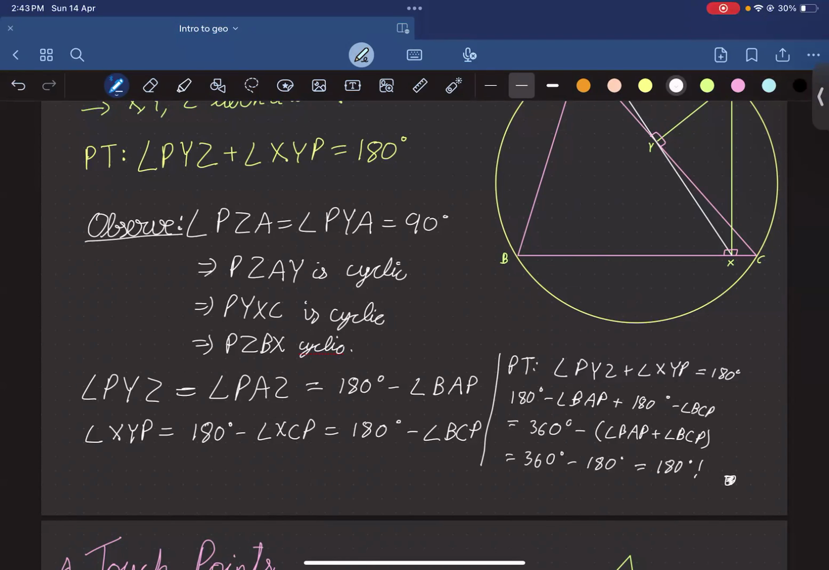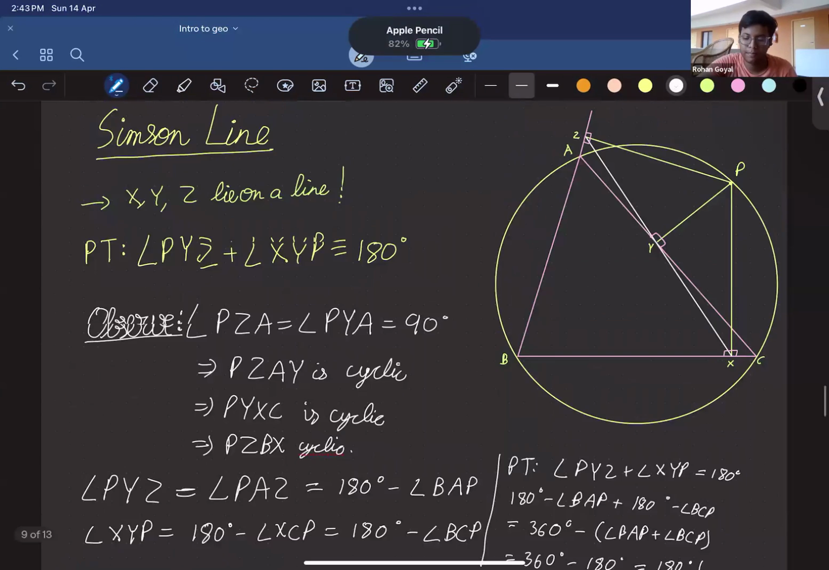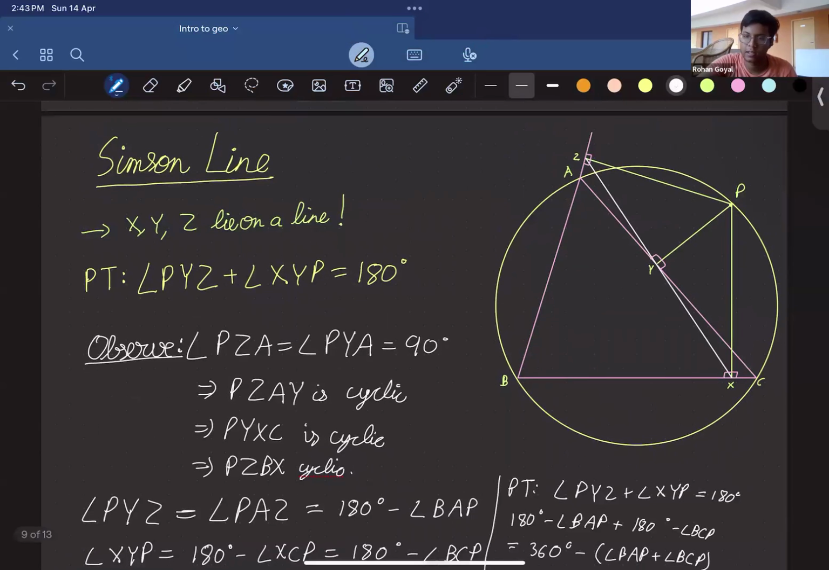Yeah. How is BAP plus BCP 180 degrees? BAP plus BCP is 180 because they're on a circle. Oh, right.